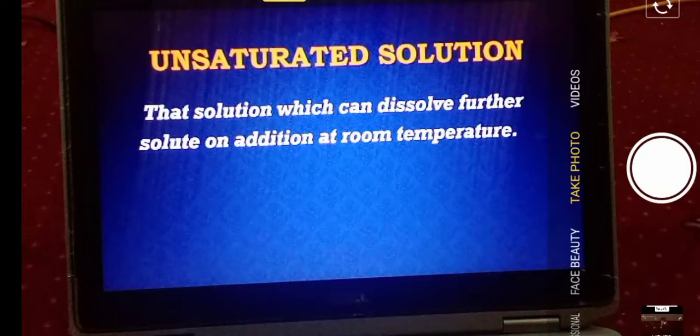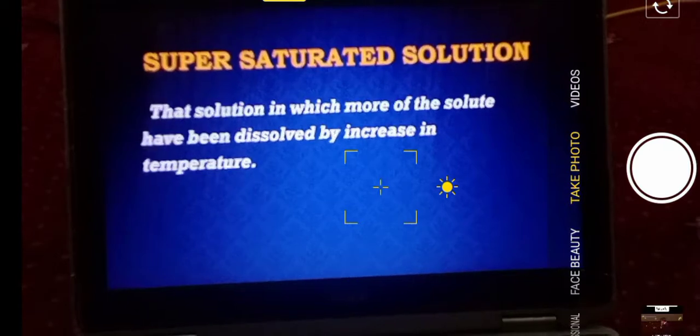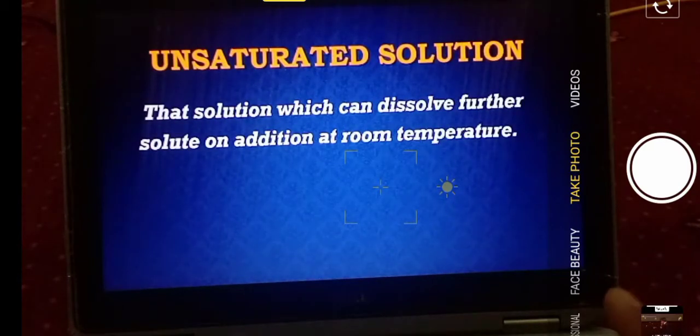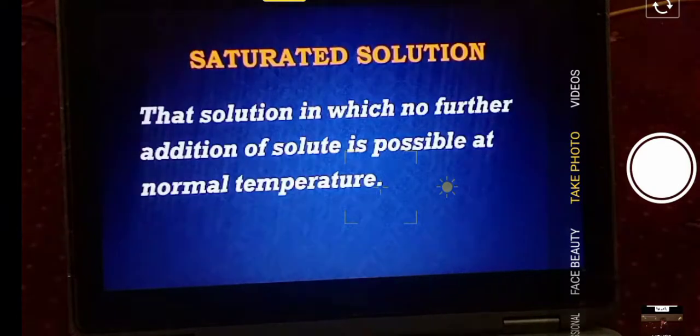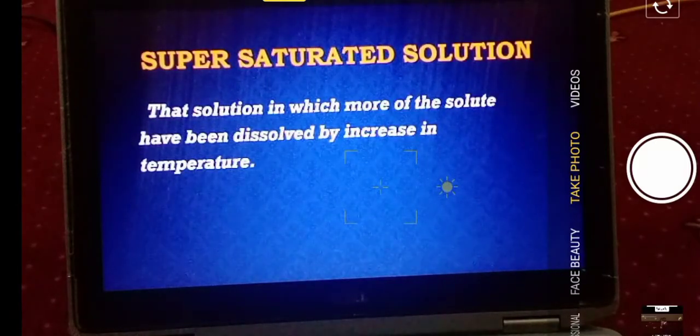And for a supersaturated solution, the condition is a little bit changed: it is a solution in which more of the solute has been dissolved by increasing the temperature. This is a very important point for the supersaturated solution. If you are going to write or define a supersaturated solution, you should keep the normal temperature in mind. In the definitions of saturated and unsaturated solutions we said at room temperature, at normal temperature, but in the definition of a supersaturated solution, you must keep in mind that the temperature must be increased.